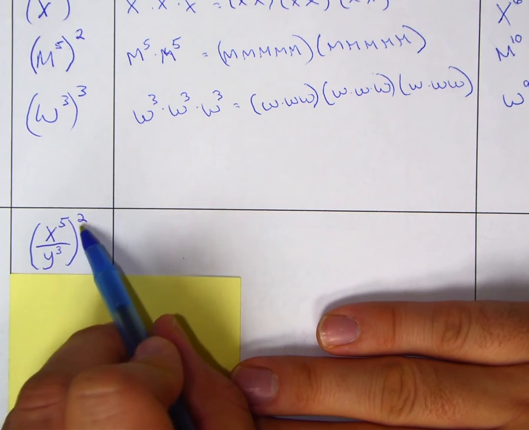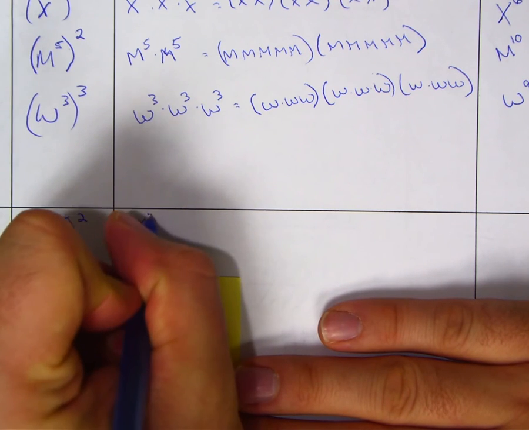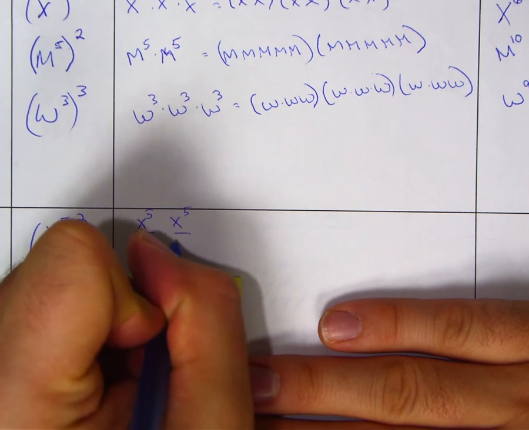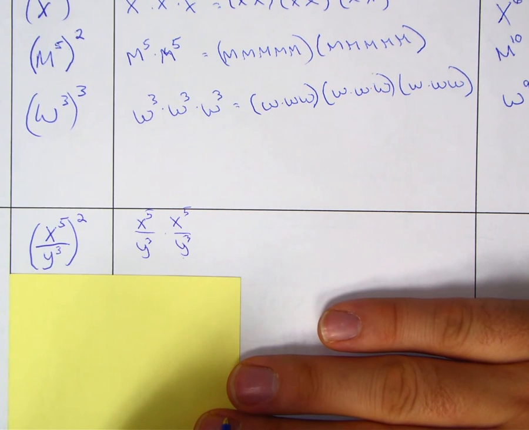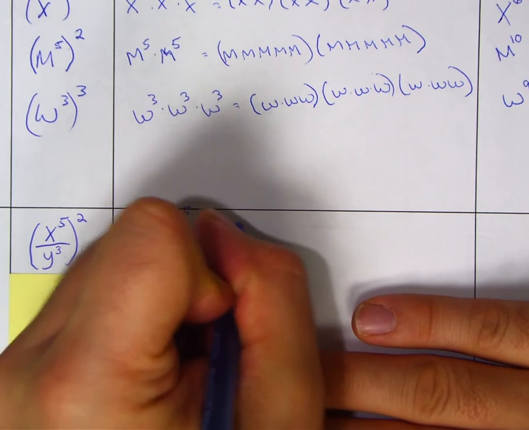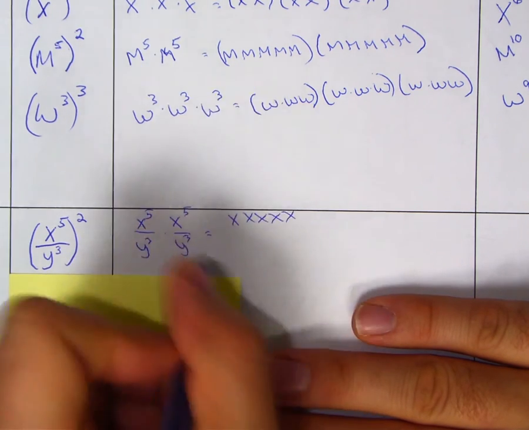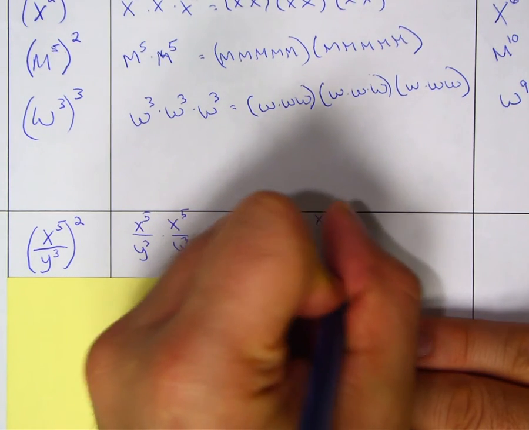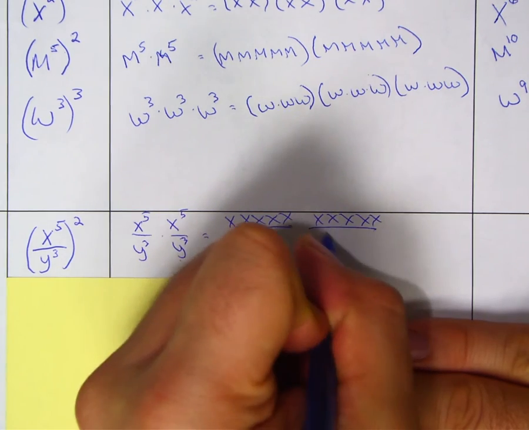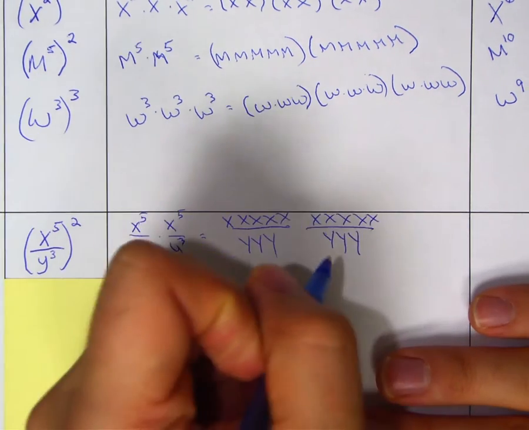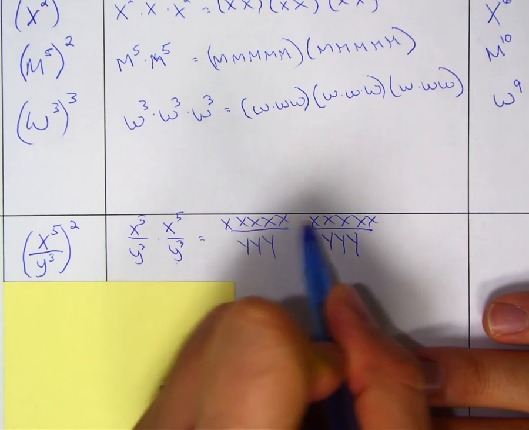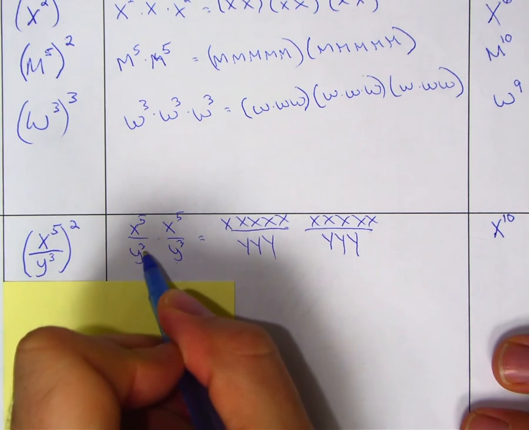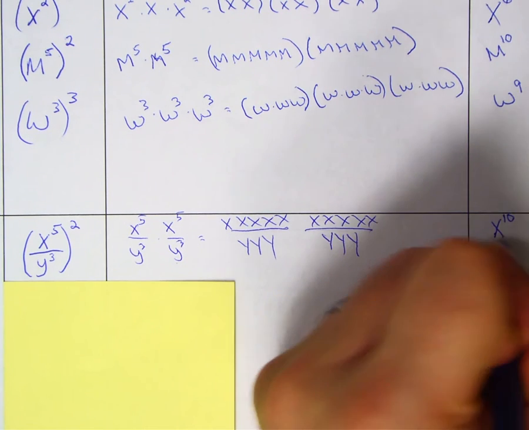So what we're saying here now is we've got 2 of these. So we've got x to the 5th over y to the 3rd times x to the 5th over y to the 3rd. Okay. And then if we write this out in expanded form, we've got 1, 2, 3, 4, 5 x's on the top and 3 y's on the bottom. And then 1, 2, 3, 4, 5 x's on the top and 3 y's on the bottom. So we've got 10 x's on the top, so x to the 10th. And 6 y's on the bottom.